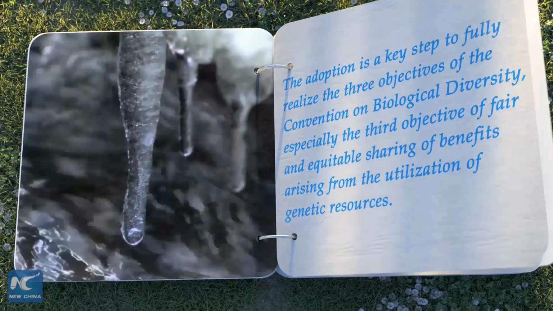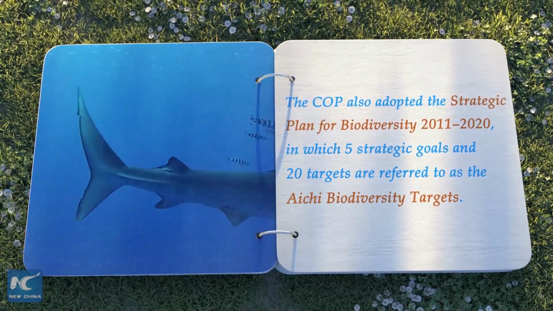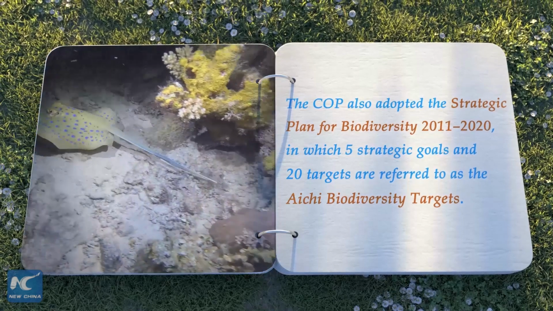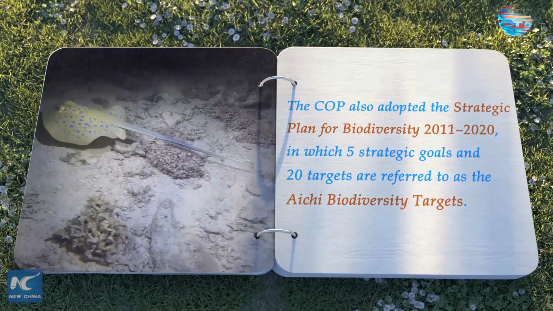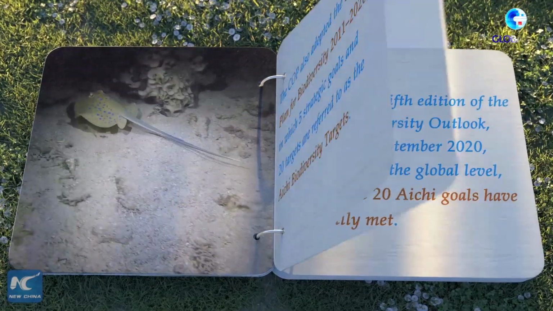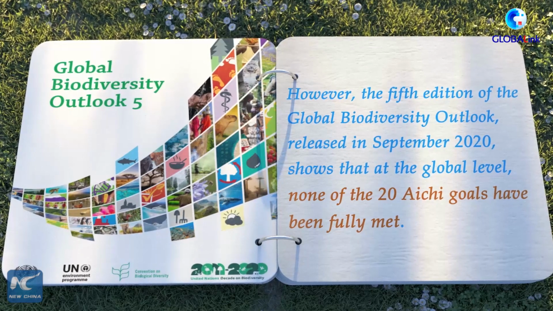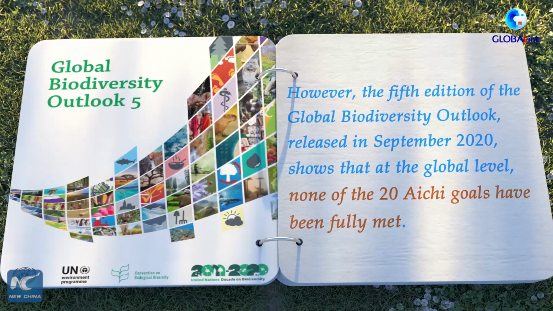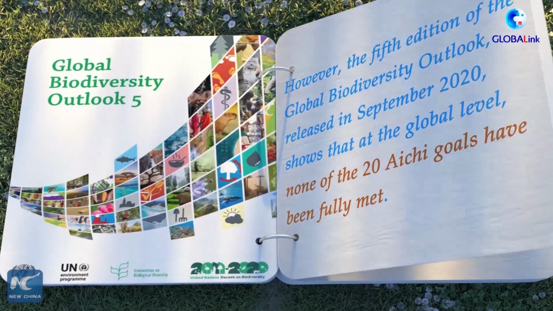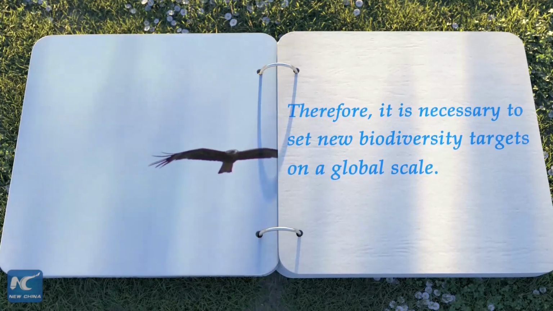The COP also adopted the Strategic Plan for Biodiversity 2011 to 2020, in which 5 strategic goals and 20 targets are referred to as the Aichi Biodiversity Targets. However, the 5th edition of the Global Biodiversity Outlook, released in September 2020, shows that at the global level, none of the 20 Aichi goals have been fully met. Therefore, it is necessary to set new biodiversity targets on a global scale.